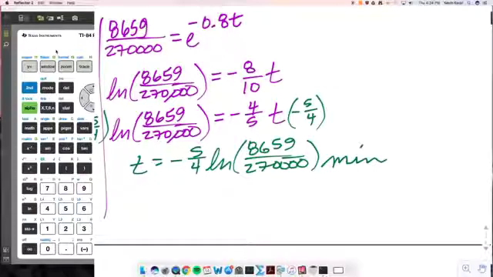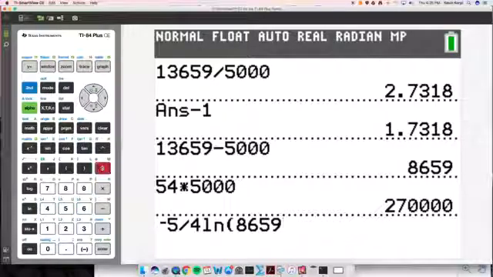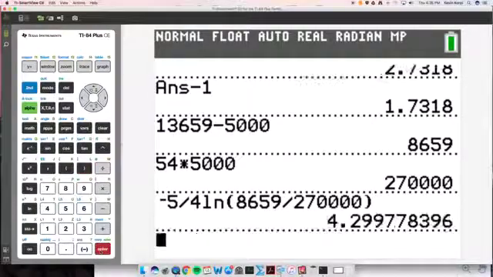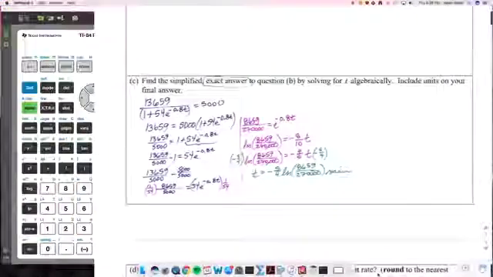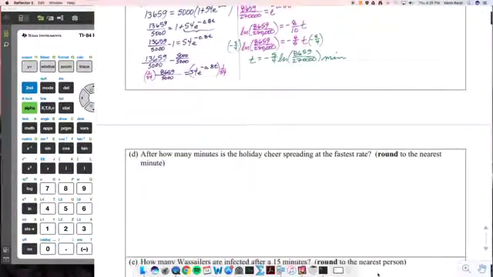And since we have the time, let's just go ahead and type that in. It should equal the value that we found up above, which we've already rounded to 4. So let's see what we get. Negative 5 divided by 4 times the natural log of 8659 divided by 270,000. That should give you that 4.299 number. Yeah. So there it is. So we know it's correct. So that's what the nice thing is about having a calculator for this. We can check to make sure it's right. All right. So now back to the calculator exclusively.